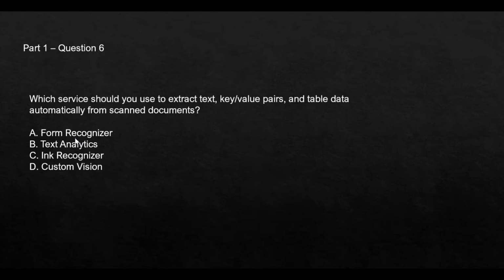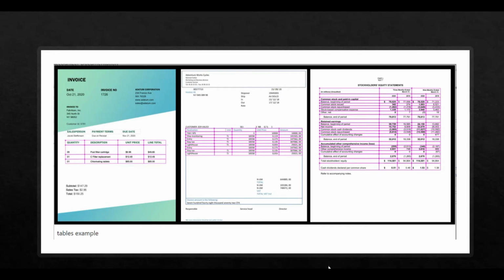Now let's look at option A, Form Recognizer. I'll show you an example of table data in a document. The data is in tables, and you want to read this automatically. So Form Recognizer is the right service for this purpose. It is born to perform this functionality: it will scan the documents and extract text, key value pairs, and table data.